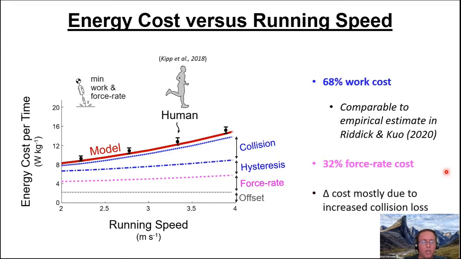And most of the change in cost, so the slope of this curve, is really coming mostly from the increase in collisions. The idea is that because the collision loss has to do with momentum and kinetic energy lost at the foot, therefore the faster you're moving, the more energy there is inherent in that mass that loses its momentum and kinetic energy. So that cost really kind of dominates a lot of this increasing cost with running speed.